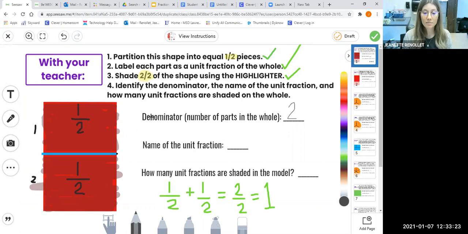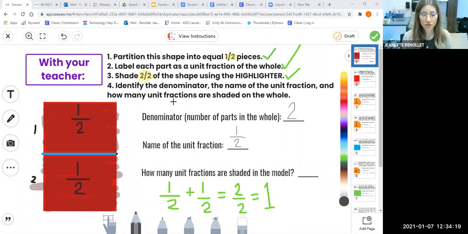Next, we're going to name the unit fraction. What's the unit fraction for this model? I know the unit fraction always has a numerator of 1, and my denominator is 2. So my unit fraction is called 1/2. And that's what we labeled on our equal parts. Check that you have your unit fraction shown.